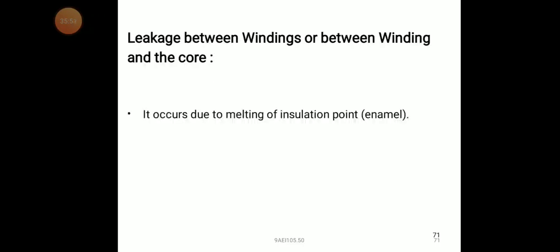The next one is leakage between windings or between winding and the core. If there is leakage between the two windings or between the winding and the core, that is also a fault of the transformer. It happens whenever the enamel melts; this type of leakage occurs in the transformer due to melting of the insulation paint.